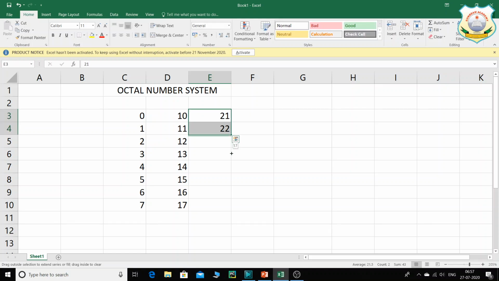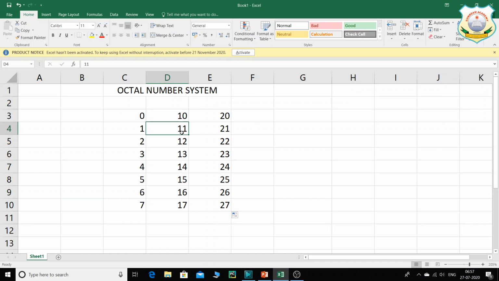So I'm using the same method that we did in the first class. This is 20 and 21. So this is the same approach that we did in the first class. So 10 in octal is 8 in decimal, and 11 is 9. We can prove this.